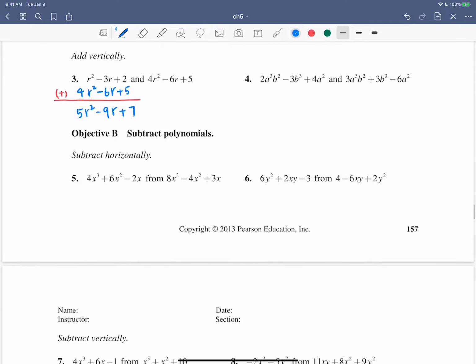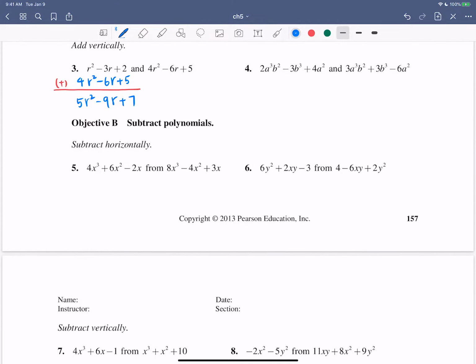Objective B, subtract polynomials. Very similar to adding polynomials, we will also have two ways to subtract polynomials. One is subtract horizontally, the other one is subtract vertically. When you subtract horizontally, make sure you identify which polynomial comes first and which polynomial comes next. Number 5, 4x cubed plus 6x squared minus 2x from 8x cubed minus 4x squared plus 3x.